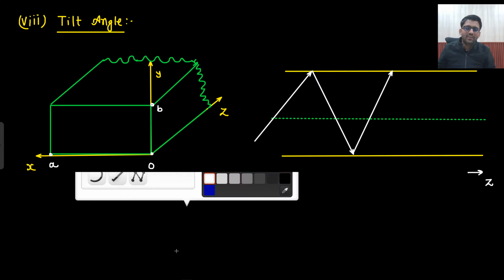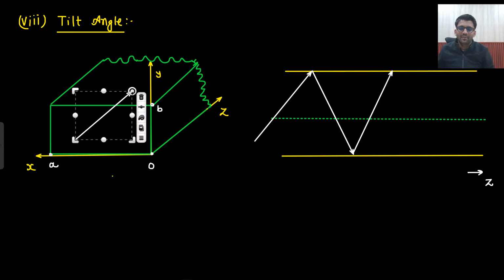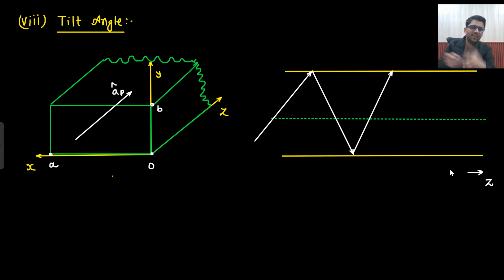So what is my direction of propagation here? If I show it here, my direction of propagation was a_z cap. This is the Z direction I am making. I am saying that this is how my wave entered. Then there will be reflections, then again reflection, in this manner.